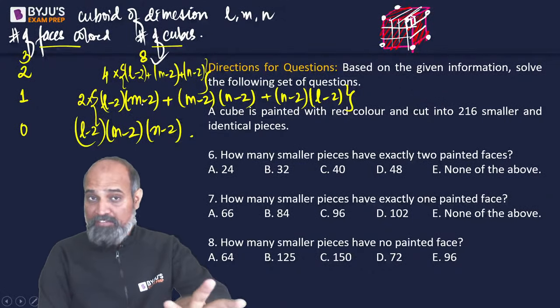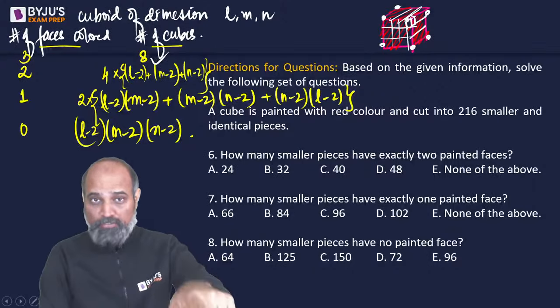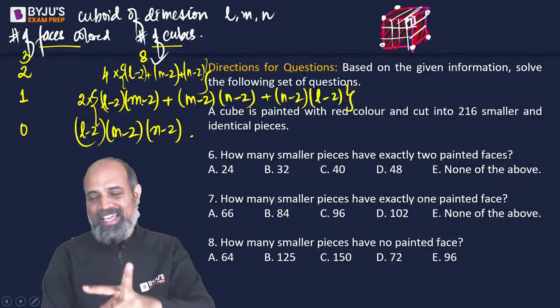If the question is given about a cube and not a cuboid, in the formula of the cuboid, we took the dimensions as L, M, N.